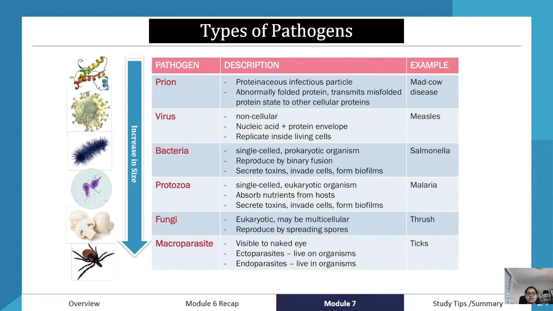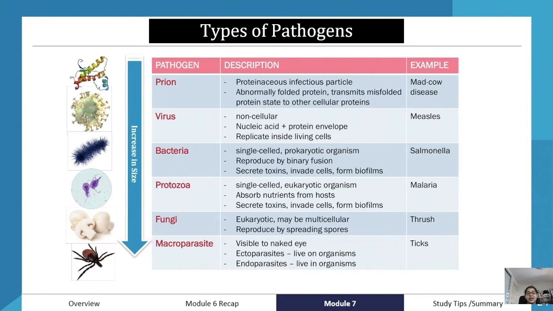So protozoa are single-celled eukaryotic organisms, and they basically absorb nutrients from hosts. They secrete toxins, invade cells, and form biofilms as well. An example of a protozoa is malaria, and we will talk about malaria in like 1 second. Finally, we've got 2 more to go.